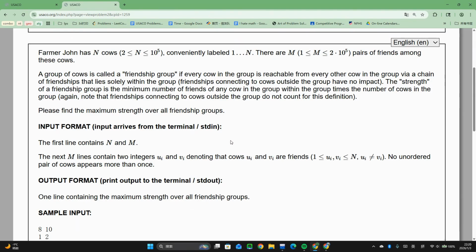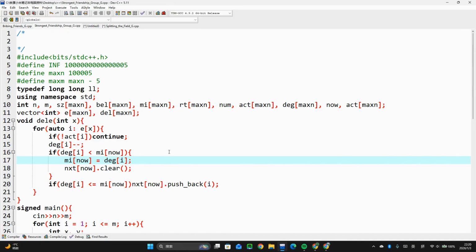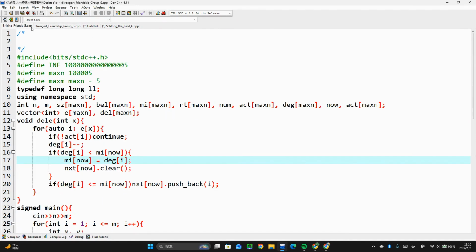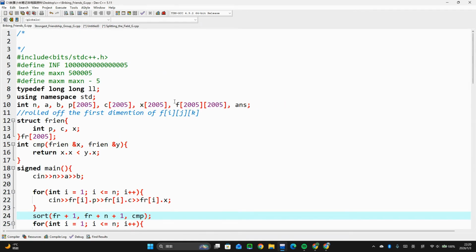And the real problem was that for each node, the contribution is however many. Okay, it's more complicated than that, but you just have to know that my idea was close, but it was not it. And you also have to know that I didn't solve a single problem today. However, I did get the main idea for Strongest Friendship Group, and I basically solved Bribing Friends, and I understand how to solve it, and I solved it before.